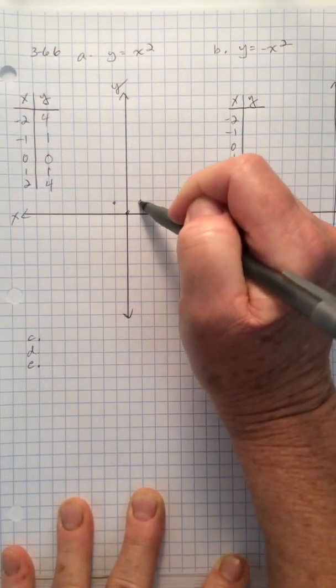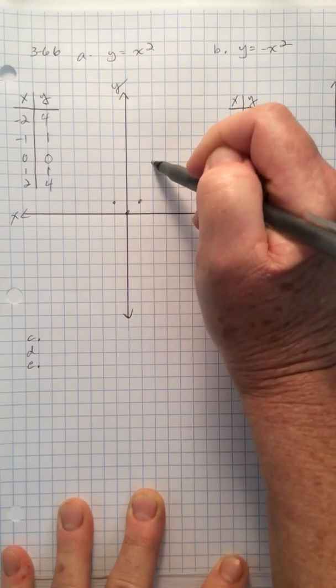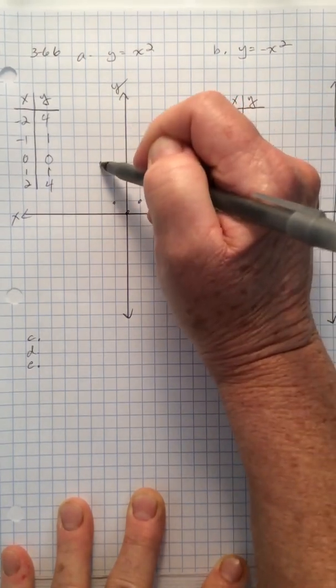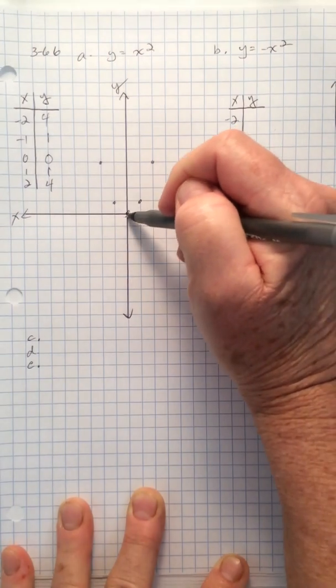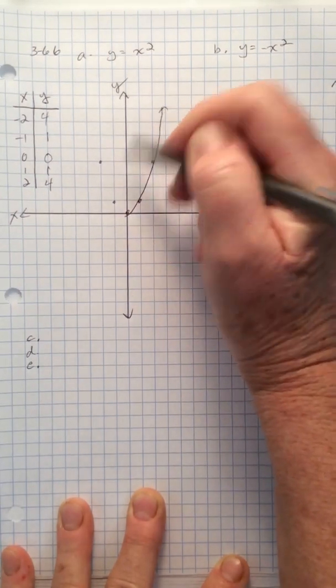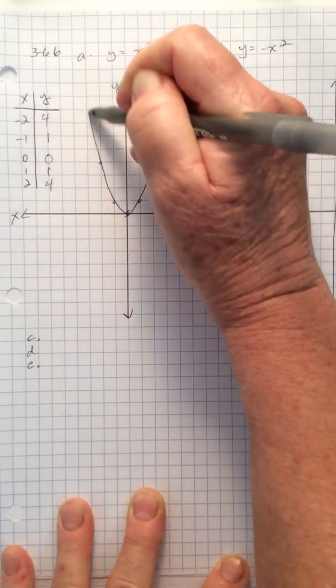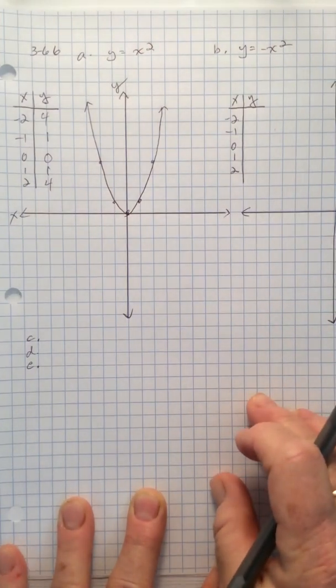So when I graph that, I get something that looks like this, and a quick sketch would make a curve that goes up on both sides.